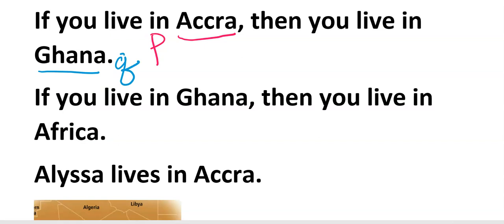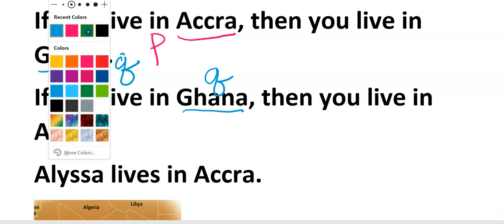What does the second statement have to do with, P or Q? Ghana stands for Q, right? Is that okay so far in the if-then statements? Yep. The two letters in the middle need to repeat. Then you live in Africa. That's a new idea, so I'm going to put R there.